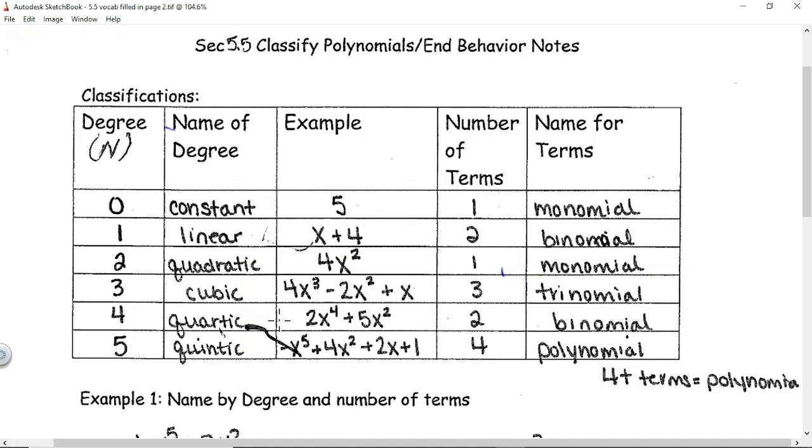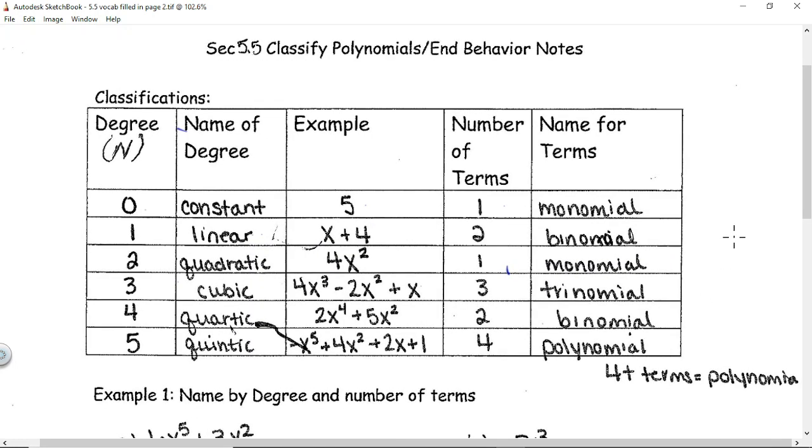And then degree 5. That's quintic. Okay? And this particular one has 4 terms. And if they have 4 terms or more, we just call them polynomials. Okay? So this terminology shouldn't be too hard. We've talked about monomials quite a bit already. Maybe you've got that one down. Bi means 2, right? Binomial has 2 terms. And tri means 3, so trinomial has 3 terms. And more terms than that, we just call a polynomial.